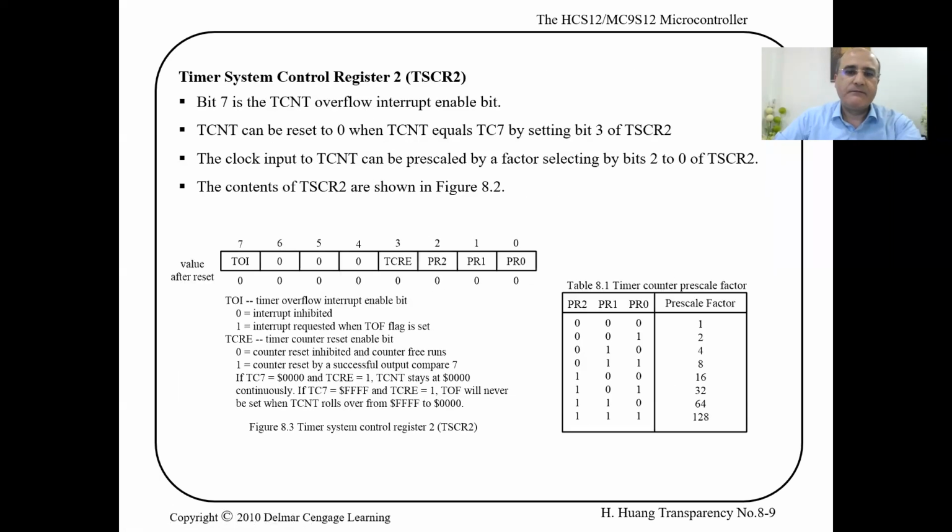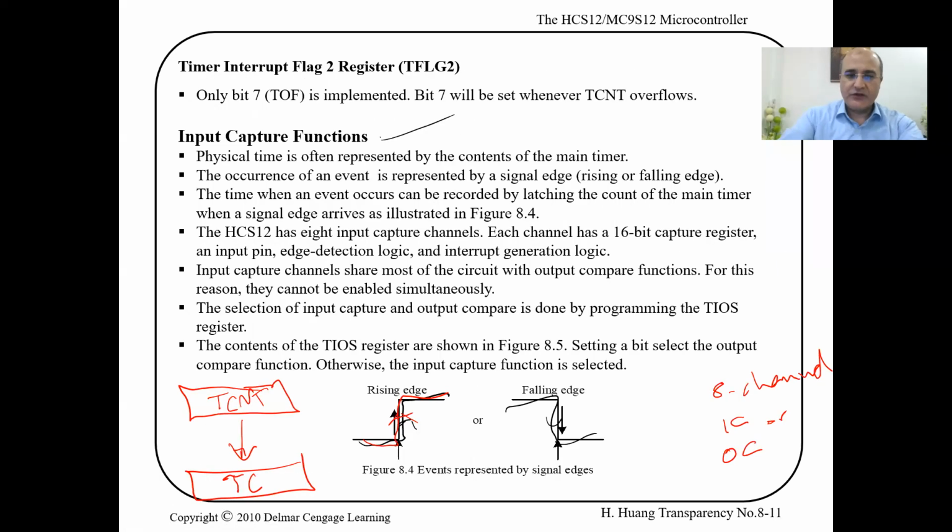So we were here. So on a rising edge or falling or both, we can latch the value in the TCNT in the timer capture compare register, 16-bit to be able to take the 16-bit in the TCNT.